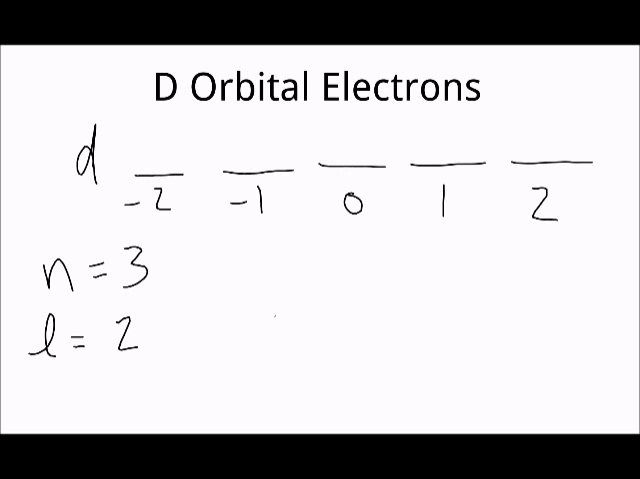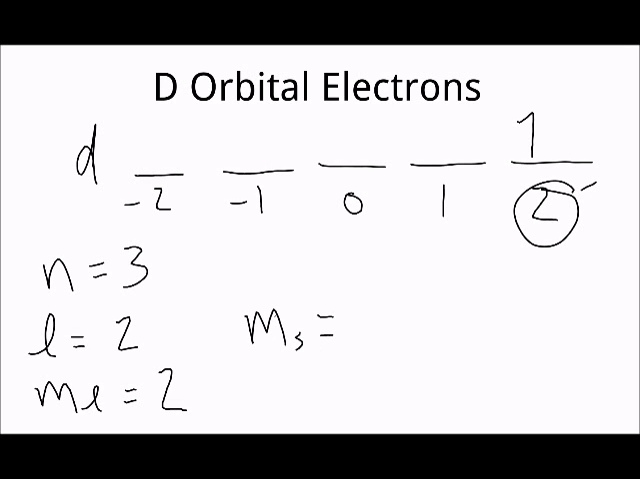So let's say that I have an interest in the upspin electron in this second orbital. Well, then I would say m sub L is equal to, what would it be? 2, because I'm interested in this suborbital. And then m sub S would be equal to positive spin, plus 1/2.